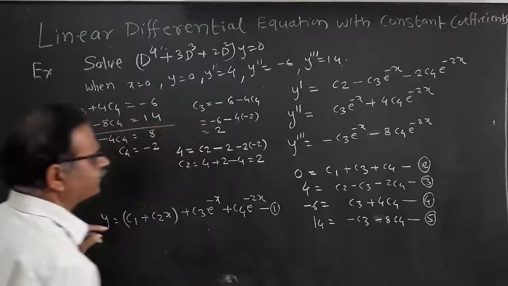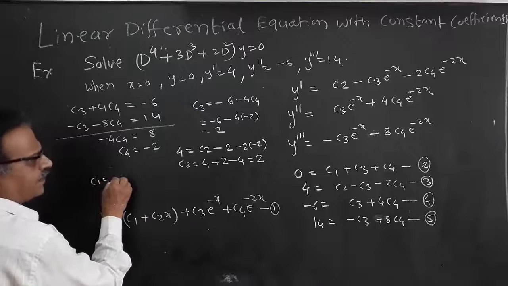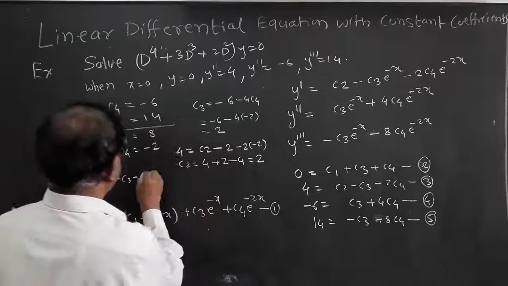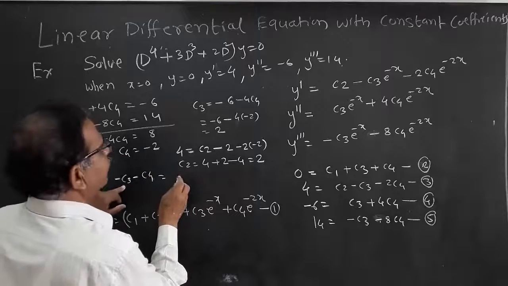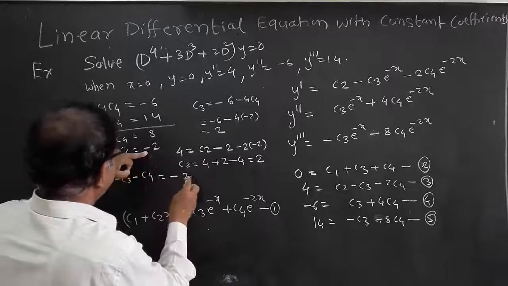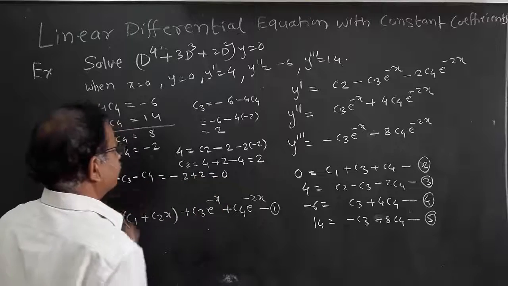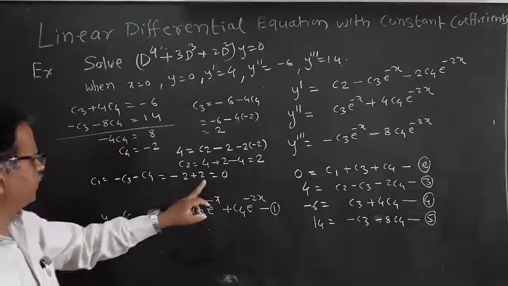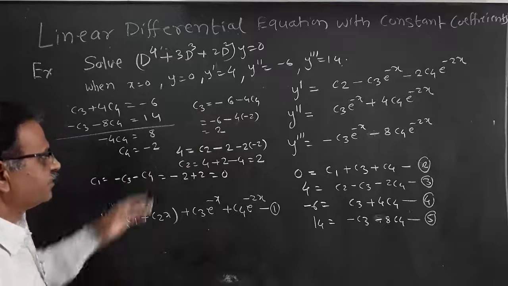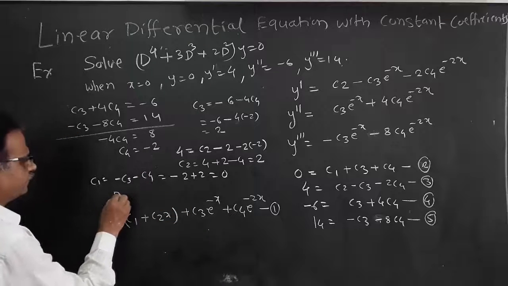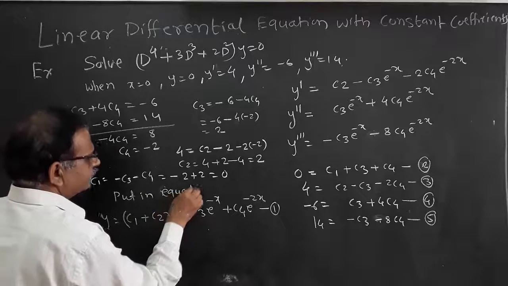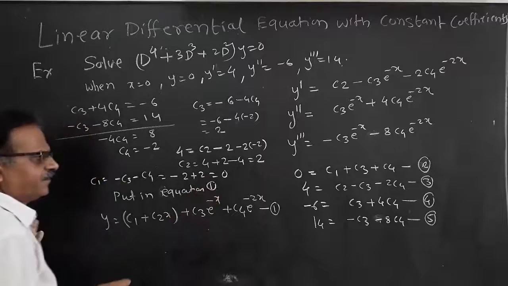From equation second, c1 equal to minus c3 minus c4, that is minus c3 means minus 2, minus c4 means plus 2, that is equal to 0. Thus we get c1 equal to 0, c2 equal to 2, c3 equal to 2 and c4 equal to minus 2. Substituting these values in equation 1, we get the particular solution.